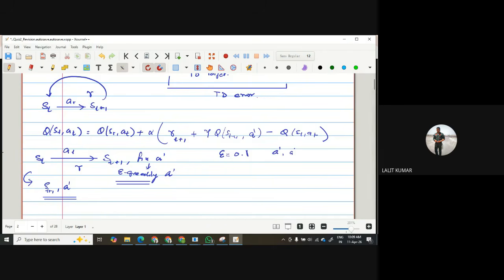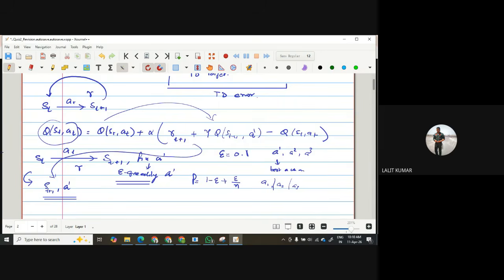And A1 is my best action. So I will select this A1 with a probability of 1 minus epsilon plus epsilon divided by N, where N is the number of actions. So there is a probability that I can select A1, or A2, or A3. So before updating this Q(s,a), I am fixing my A dash. And then in the next step, I use the same A dash.